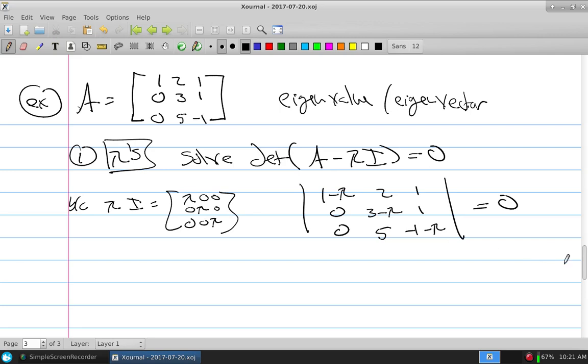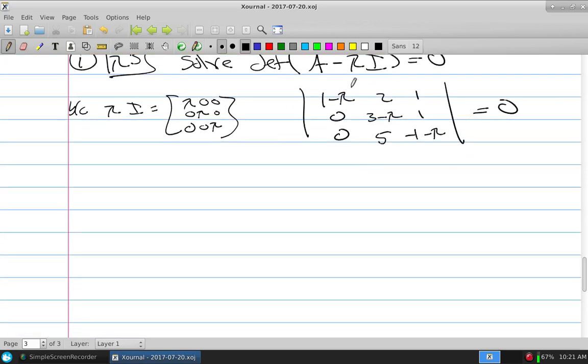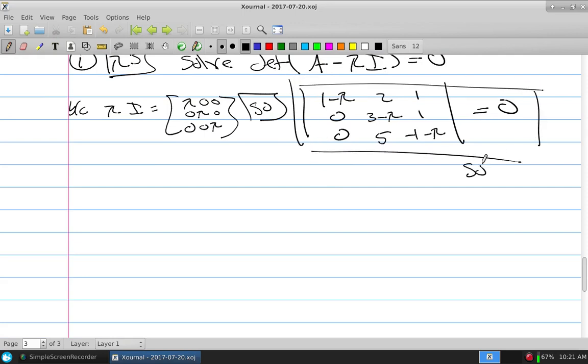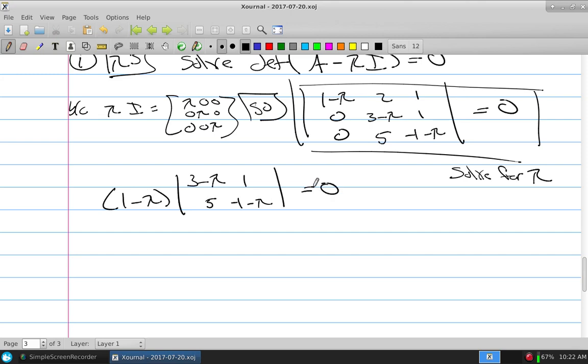Now, when you calculate this determinant, this left-hand side is where we're supposed to solve for lambda. Calculating the determinant would be easiest to do as a cofactor expansion, taking the column with the most zeros, so I'll take the left column. This is going to be 1 minus lambda times the determinant of 3 minus lambda, 1, 5, negative 1 minus lambda, equal to 0, right? Minus 0 plus 0 is what the rest of it is. I didn't write that.